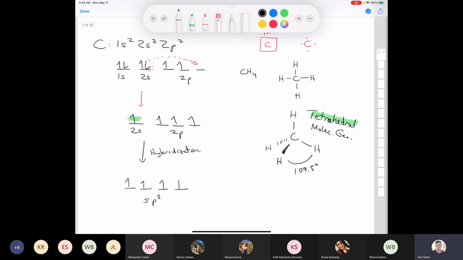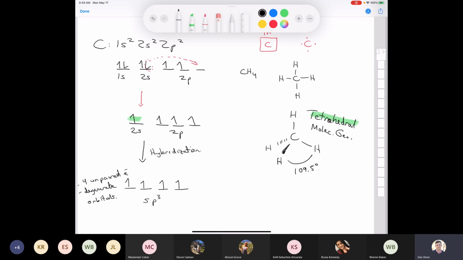Now we have 4 even orbitals, and we have 4 unpaired electrons. Ooh, that electron is a little wonky like that. Okay, so we have 4 unpaired electrons in degenerate orbitals.